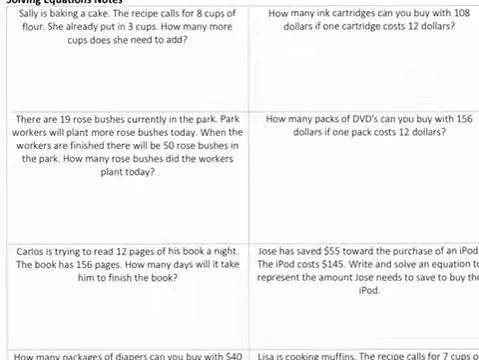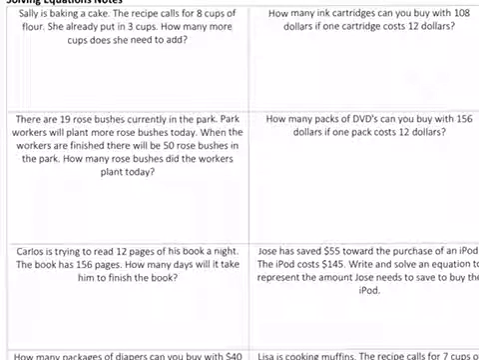It says Sally is baking a cake. The recipe calls for 8 cups of flour. She already put in 3 cups. How many more cups does she need to add? So we're going to create an equation and then we're going to solve it. So you cannot just solve the problem. I want you to try to start writing equations because they're going to start getting harder. But first I'm going to underline what is very important.